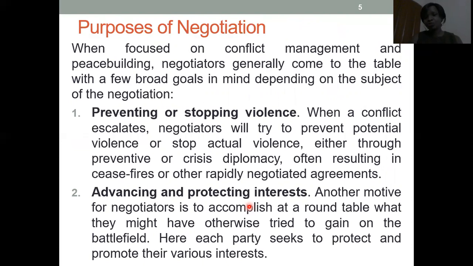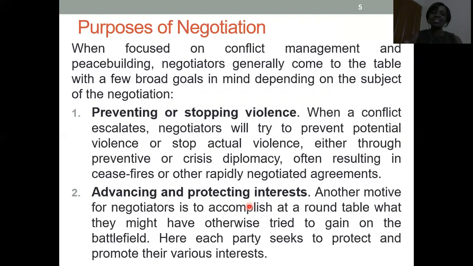Now, let's first look at the purpose of negotiation. Why are you negotiating? Before you come to the table, definitely you have to set some long-term goals that you are meant to meet. Now, one of them is preventing or stopping the violence. So your major goal has to be to stop or prevent the violence from going on.